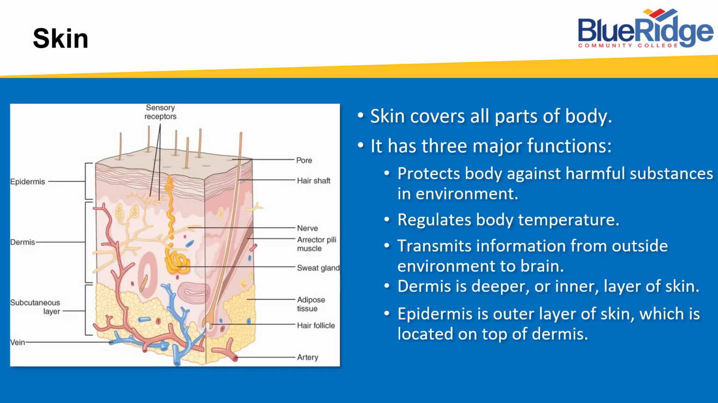Your skin covers all parts of your body and is also the largest organ of the body. It has three major functions. It protects the body from harmful substances in the environment. It regulates your body temperature, and it transmits information from the outside environment to the brain.